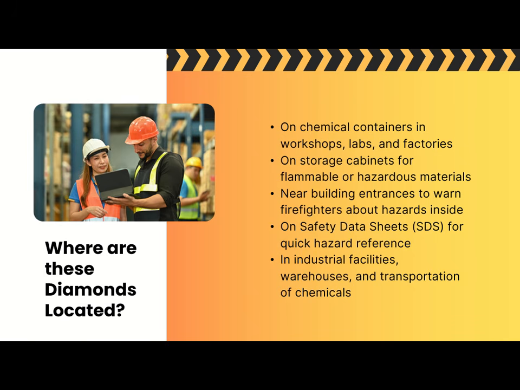Where are these diamonds located? On chemical containers in workshops, labs, and factories. On storage cabinets for flammable or hazardous materials near building entrances to warn firefighters about hazards inside. On safety data sheets, SDSs, you'll see that a lot. For quick hazard reference in industrial facilities, warehouses, transportation of chemicals.